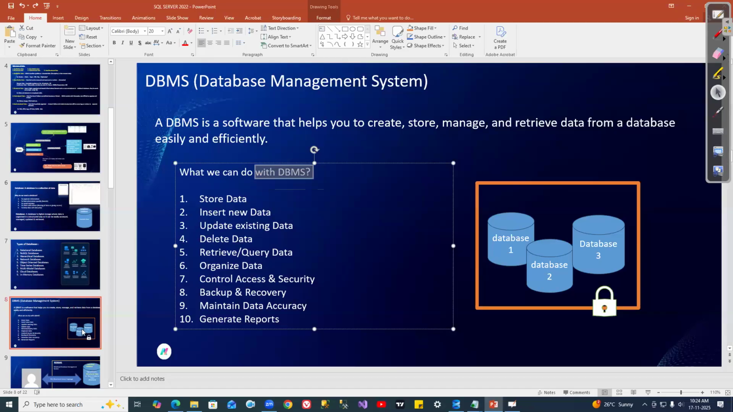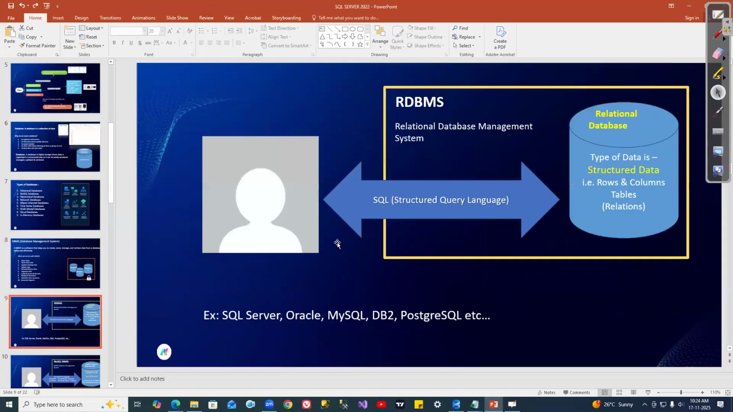Now the important thing: we understood what is data. The main types of data we have seen: structured, unstructured, and semi-structured. Based on the type of data we use, the type of database changes. And based on the type of database, again the software changes. That means the database management system changes.